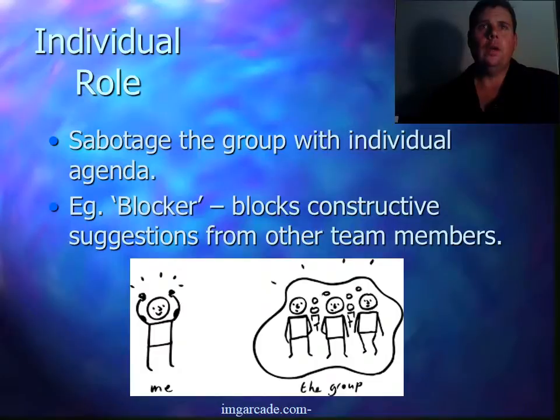Individual role. The individual role describes a person that is taking an ineffective position in the team. There are several forms of individual roles, but a good example is a blocker. This person attempts to block constructive suggestions from other members, thereby slowing progress of the team.